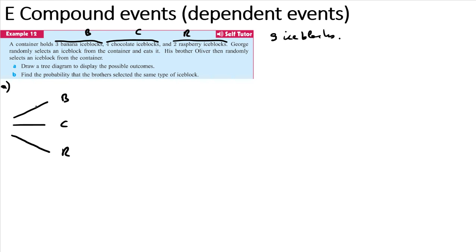The probability to select the banana ice block is 3 out of 9. The probability of selecting a chocolate ice block is 4 out of 9, because we have 4 chocolate ice blocks. And the probability of selecting a raspberry ice block is 2 out of 9.